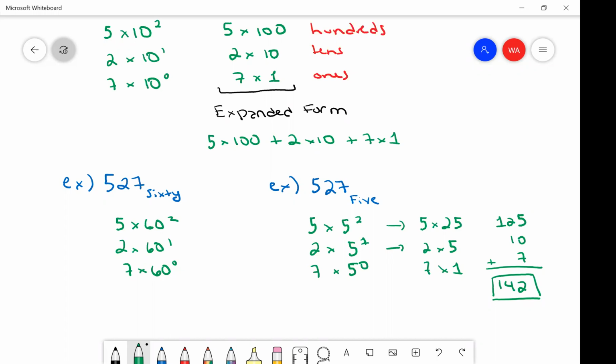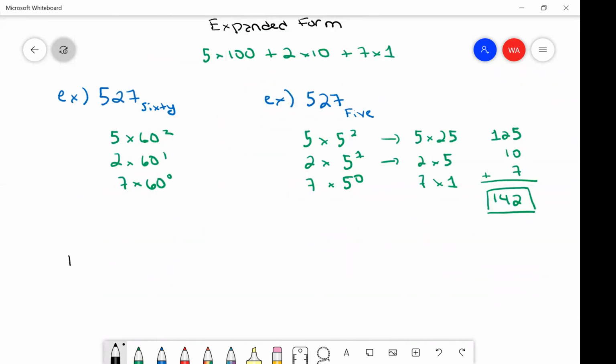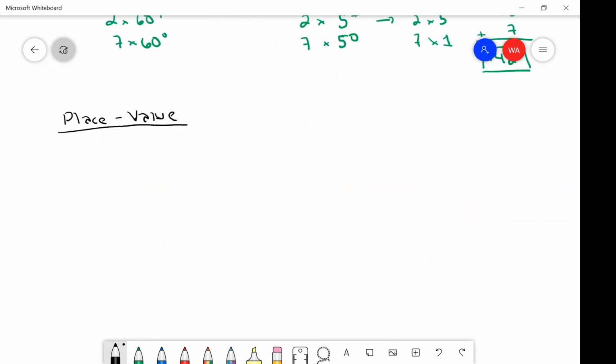Now I want to come back to place value here. In particular, I want to go back over our place values in our number system. So let me give a very exaggerated number. Let's look at the number 32,578,619. Okay, so there's a number.